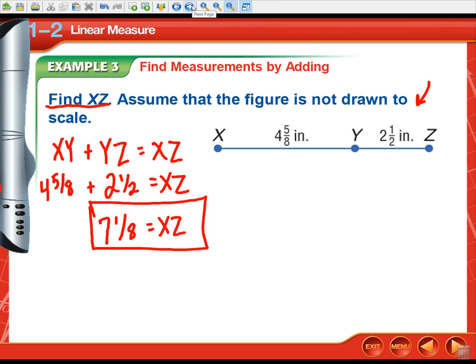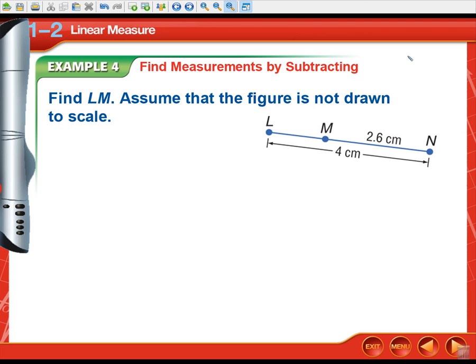All right, moving on. Next question here. We're looking for LM. We're trying to figure out what LM is, and they give us a bunch of different information here. So let's go ahead and just start off. I don't want to start with any numbers. I want to start with the letters.